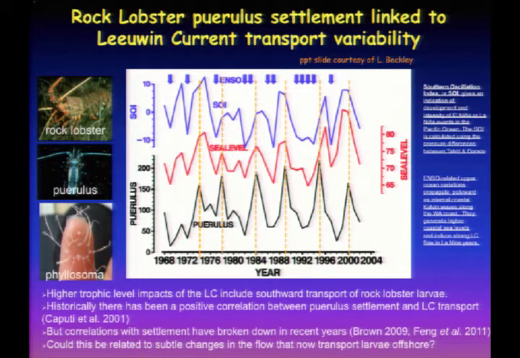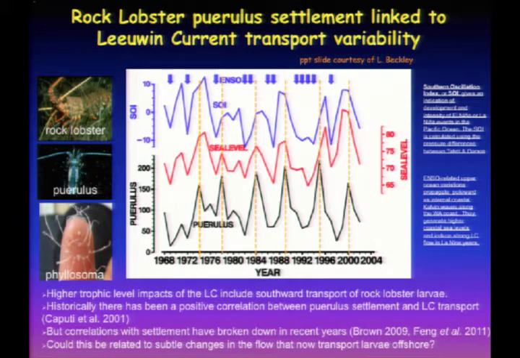But I don't think she mentioned that historically there's a very strong tie. She talked about the settlement of these Parulus larvae, and historically there's been this really strong tie between the Leeuwin current transport and the settlement of these larvae. And this is indicated by sea level, which is a proxy for the strength of the current, right? Sea level high means you have a steep slope, geostrophy, strong flow. And you can see there's a really strong link.